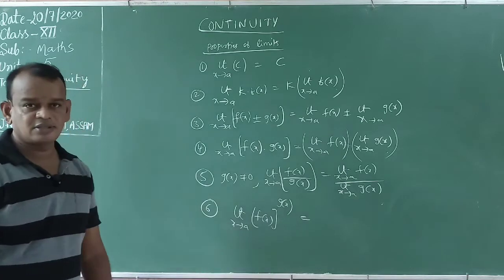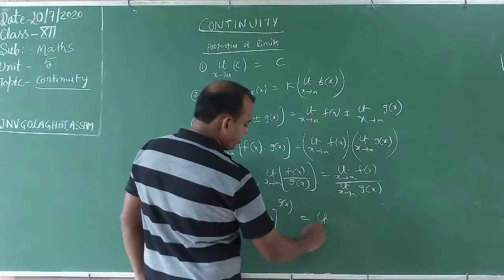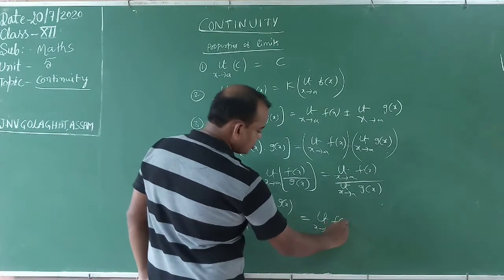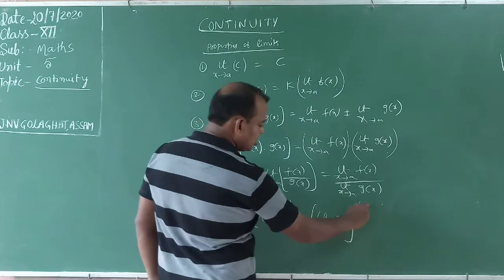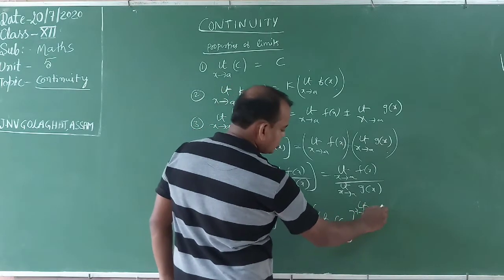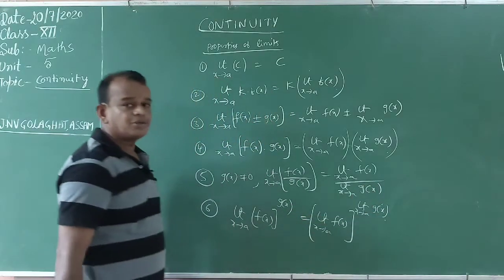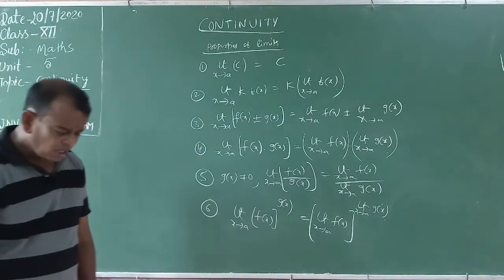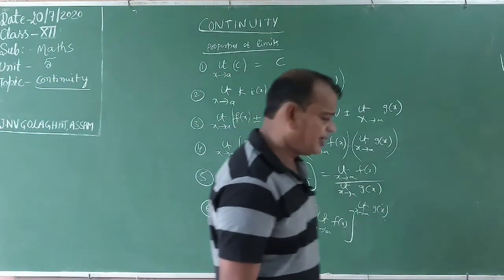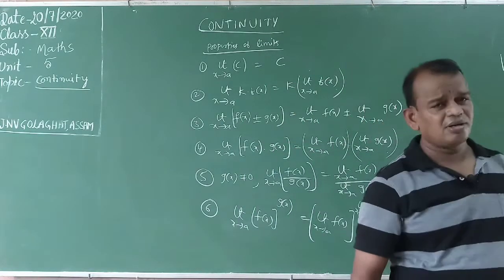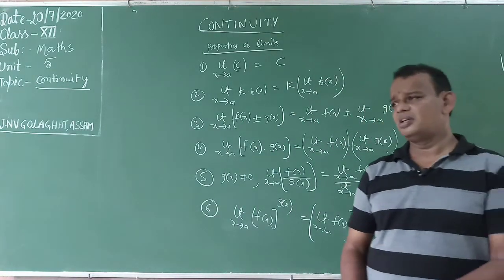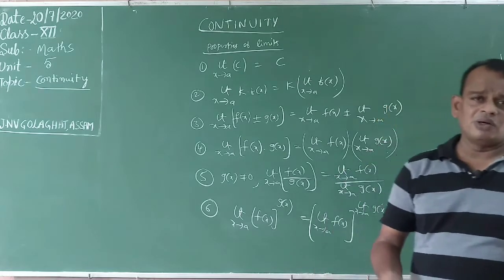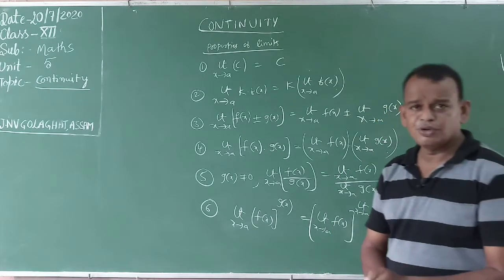Exponential functions. Now what happened? Limit x tends to a, f of x, whole power limit x tends to a, g of x. Now in the limits, infinity limits are there. So many properties are there in the limits, all we have discussed in class 11, you know very well.